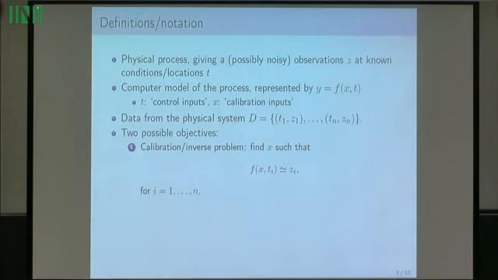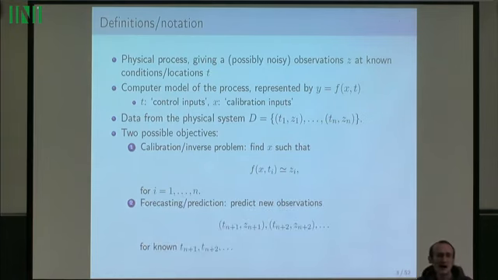And then there are two things we might want to do. I might want to calibrate my model to that data. So I might want to find a value of my input X to make the outputs of the model look like those physical observations. In addition, or alternatively, I may care about making forecasts or predictions. So at new locations, new experimental conditions, I want to predict what the physical process is going to be, perhaps directly using the data, but perhaps with a combination of that data and my model.